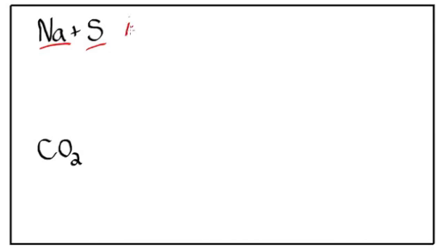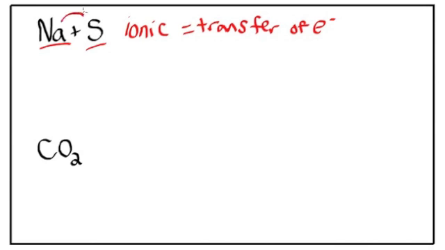So an ionic bond. Ionic bond means that there is a transfer of electrons from the metal to the non-metal. So this is going to give its electrons to that. And then when I have my charged ions, they're going to be held together by electrostatics. So I need to have that all balanced.